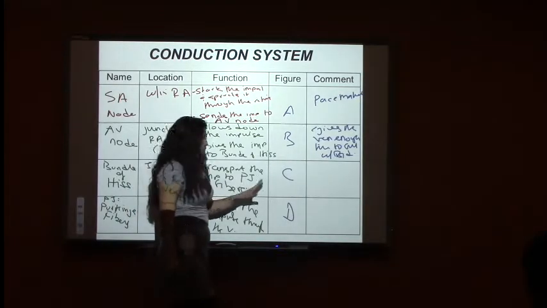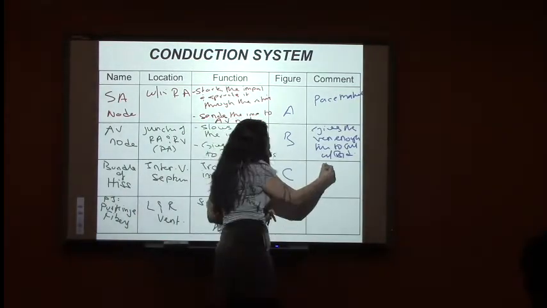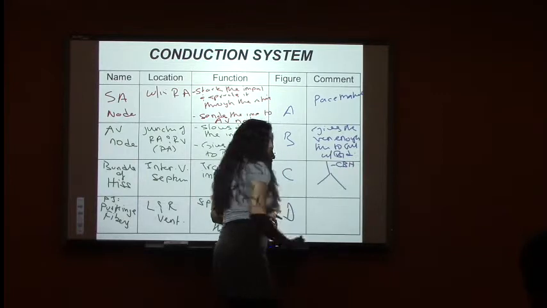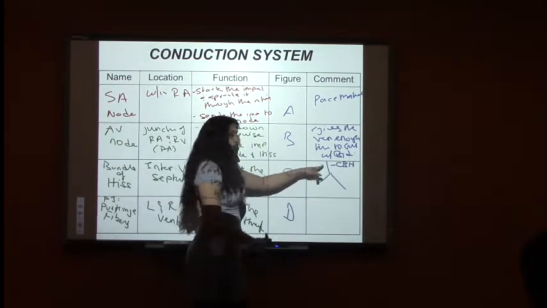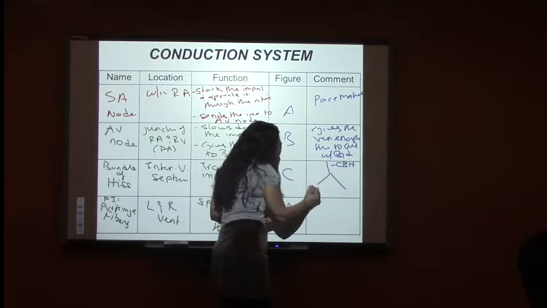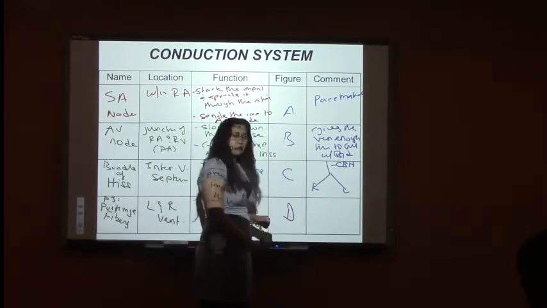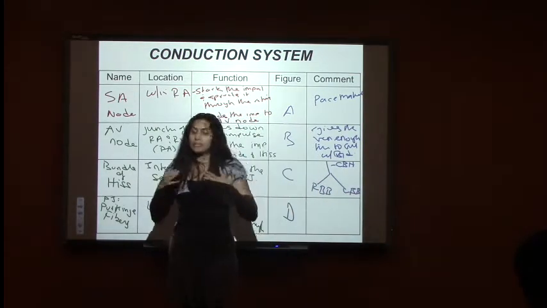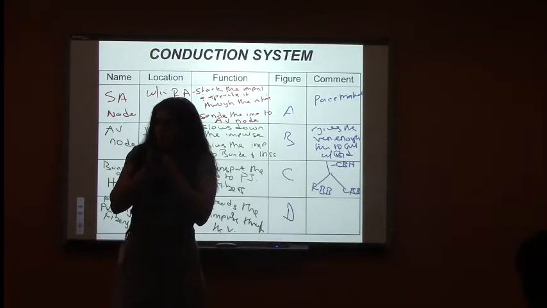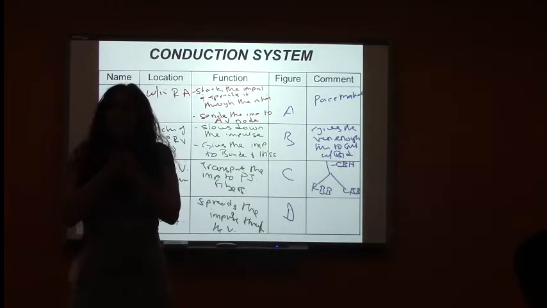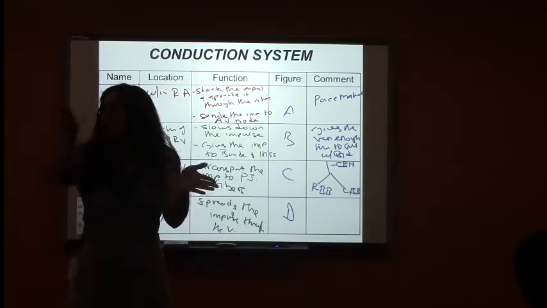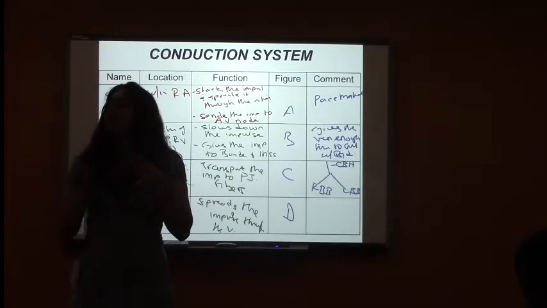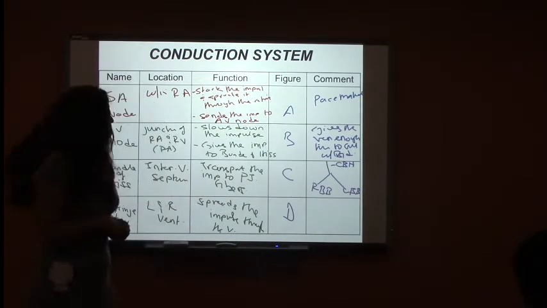Bundle of His. Now, bundle of His has two segments. So you have, it goes like this. You have the common bundle of His, okay? Common bundle branch or common bundle of His. And then you have the right and the left bundle branch. Okay. So the bundle of His first starts out as a big bundle, then it splits into two smaller bundles. Because one will go towards the left side of the heart, one will go towards the right side. Okay? So you have common bundle branch, and then you have a left and right bundle branch.